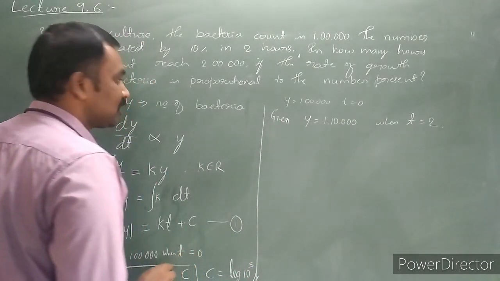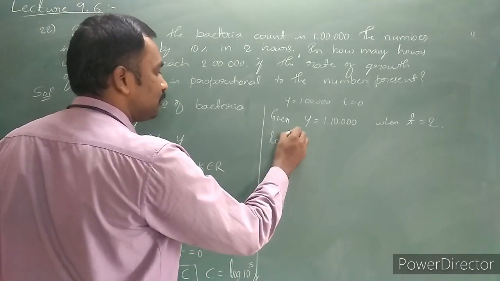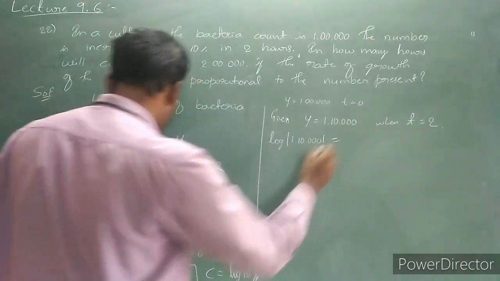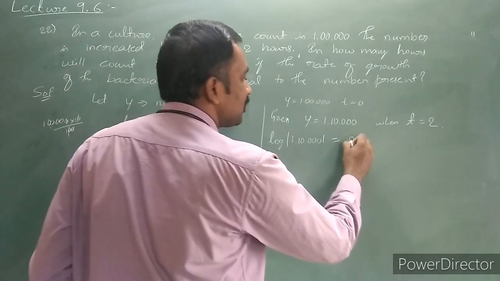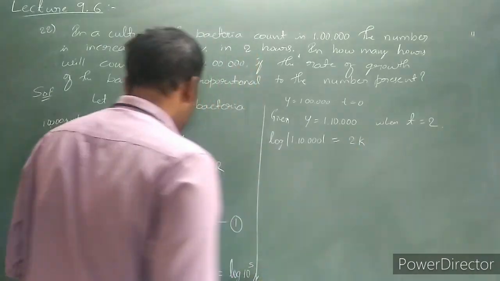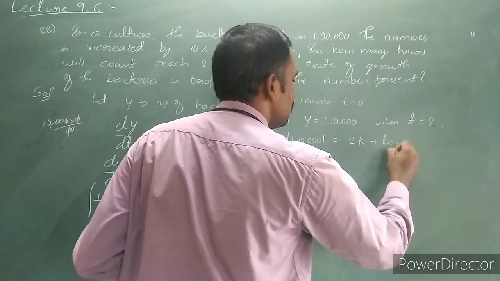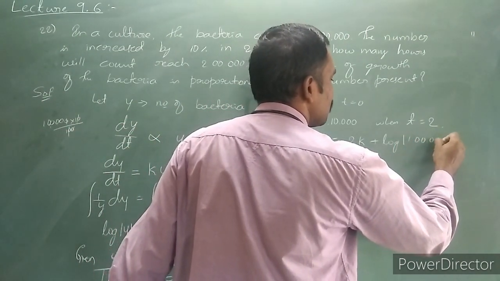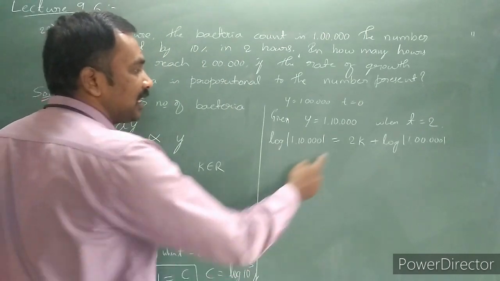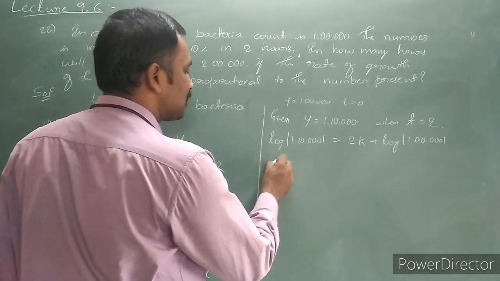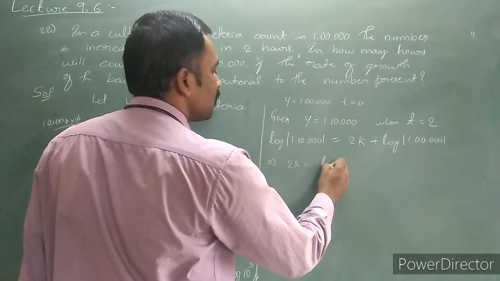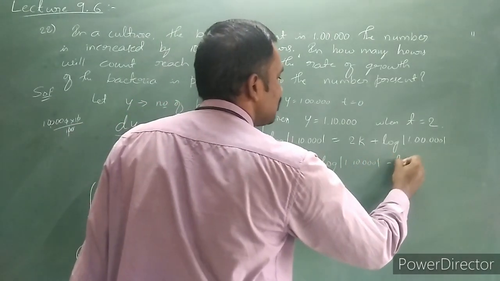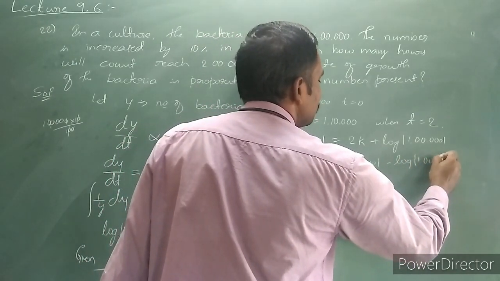Now equation 1 implies, what is the equation number 1? Log of 1 lakh 10,000 is equal to k times this t value, 2k, plus c value. What is the c value? C value is log of 1 lakh. I need to get the k value. So what can we write for the k value? So 2k is equal to log of 1,10,000 minus log of 1 lakh.